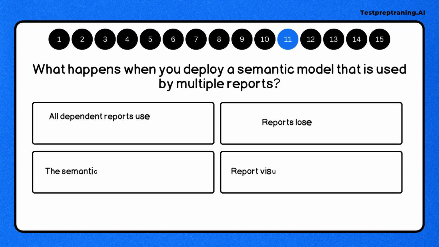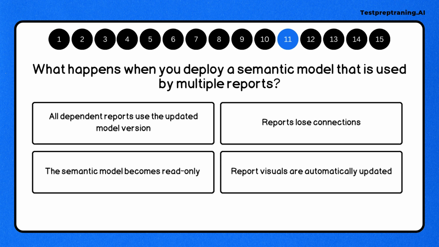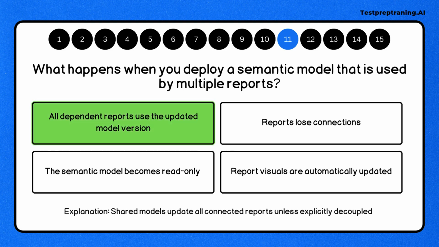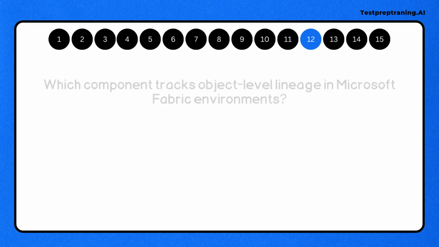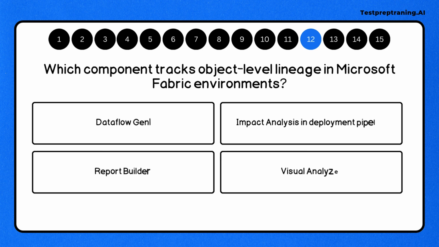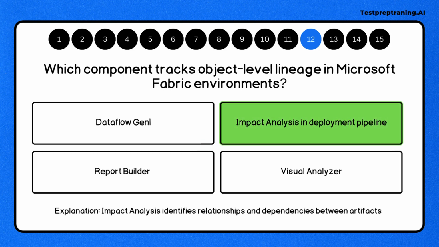Question 11. What happens when you deploy a semantic model that is used by multiple reports? Correct answer is all dependent reports use the updated model version, as shared models update all connected reports unless explicitly decoupled. Question 12. Which component tracks object-level lineage in Microsoft Fabric environments? Correct answer is impact analysis in deployment pipeline, as impact analysis identifies relationships and dependencies between artifacts.